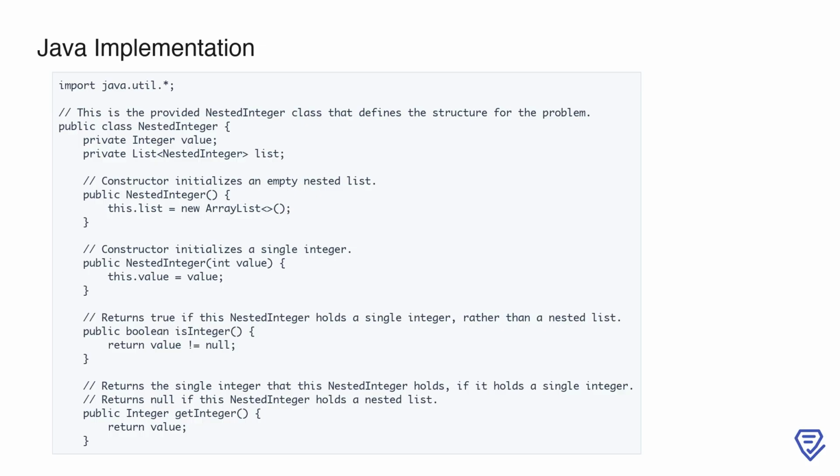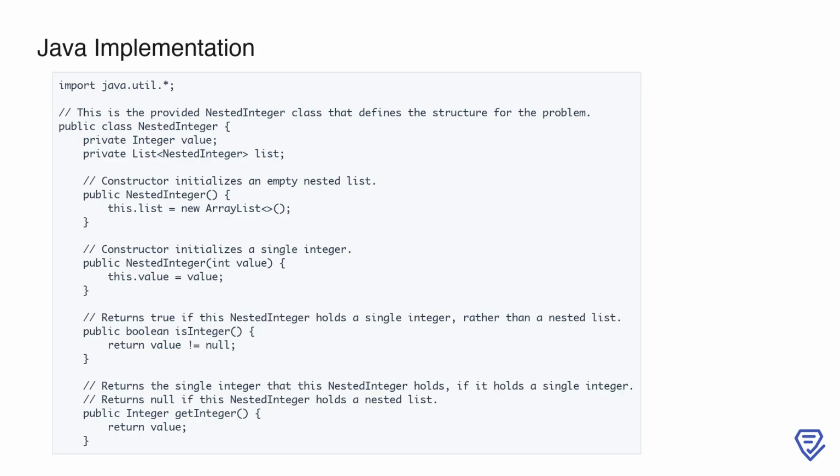The class has two constructors. The first initializes an empty list, which represents a nested structure with no values yet. The second constructor initializes the object to hold a single integer. To check the type of the current object, the isInteger method is provided. It returns true if the object holds a single integer, determined by whether value is not null. Finally, the getInteger method retrieves the integer value if this object represents a single integer, or returns null if it holds a list instead. This forms the basis of how we will handle and differentiate between integers and nested structures in our solution.